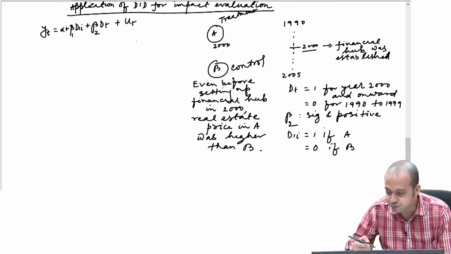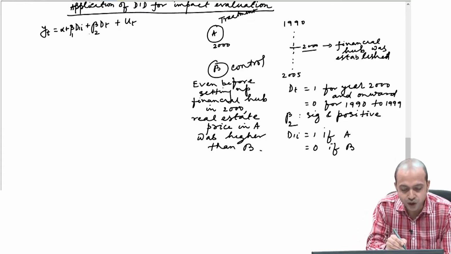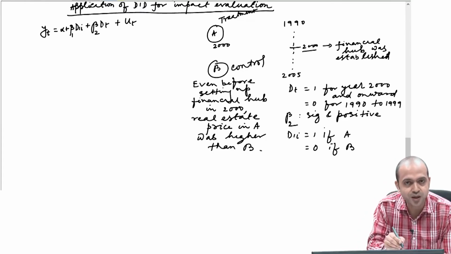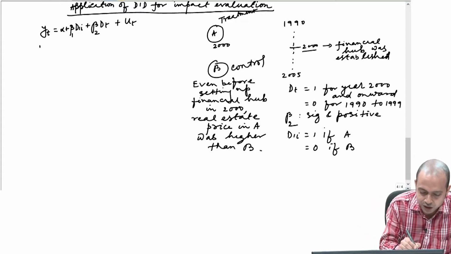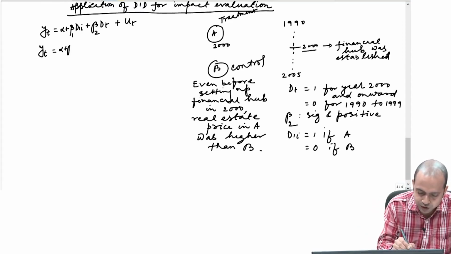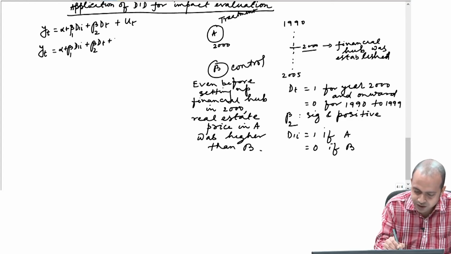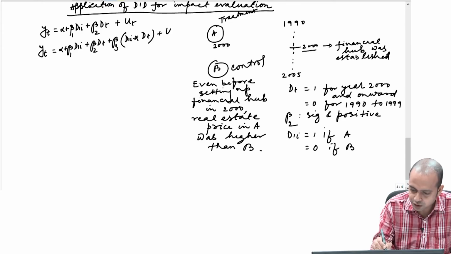Like the previous example, instead of having only the dummy variables added in the model additively, you have to interact these two dummies. So, that means your model, if you want to get a DID setup, would become alpha plus beta 1 d1i plus beta 2 dt plus beta 3 d1i interacting with dt plus ut.